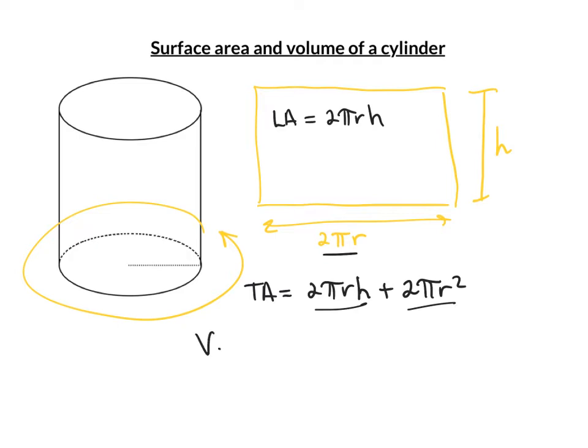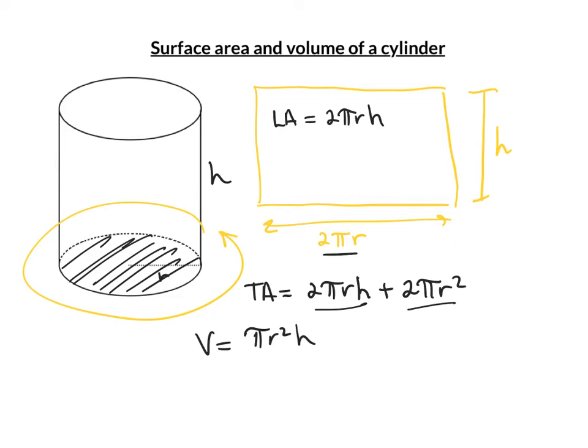The volume of a cylinder is just like the volume of a prism. Think of a triangular prism where the base was a triangle. There was a triangle at the bottom of it and a triangle at the top, and the volume was the area of the triangle times the distance between the triangles. It's the same thing here, but the base is a circle. So the volume is the area of the base, which is pi r squared, times the height.